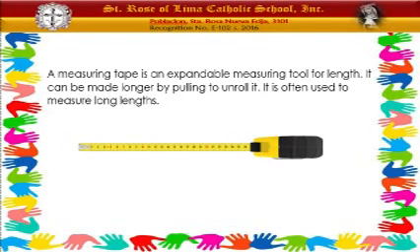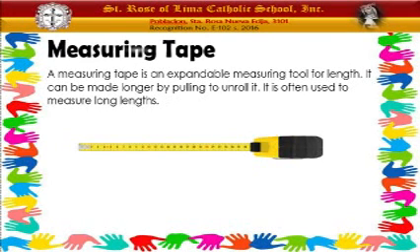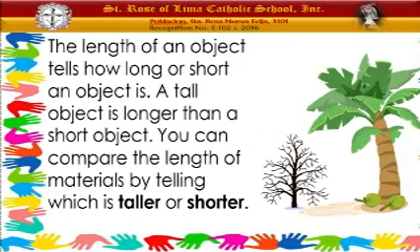Next is this one. This is a measuring tape. A measuring tape is an expandable measuring tool for length. It can be made longer by pulling to unroll it. It is often used to measure long lengths. So again, the measuring tools that we have are the ruler, meter stick, and the measuring tape.